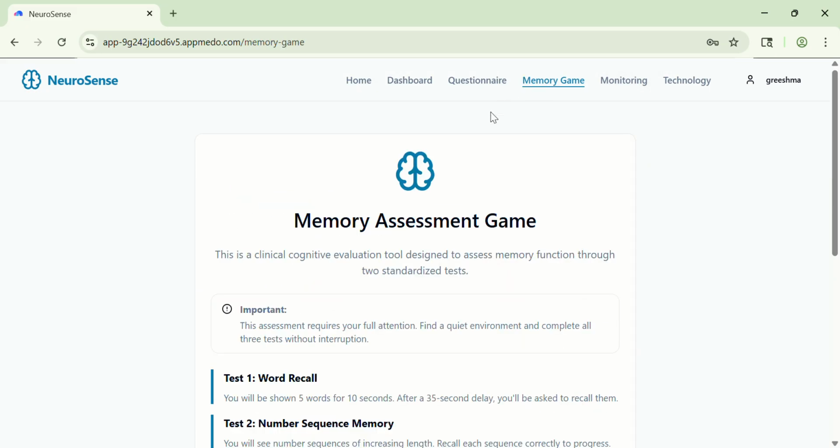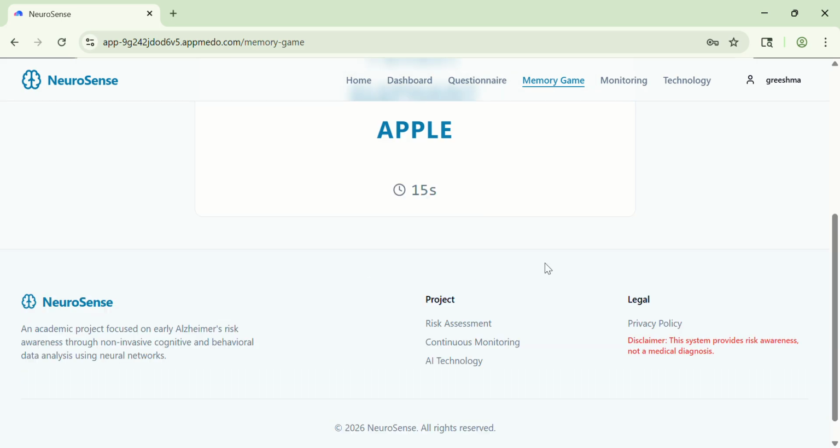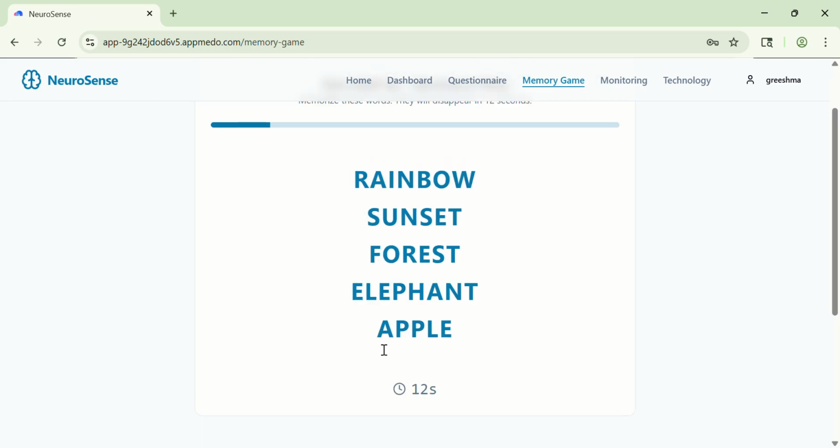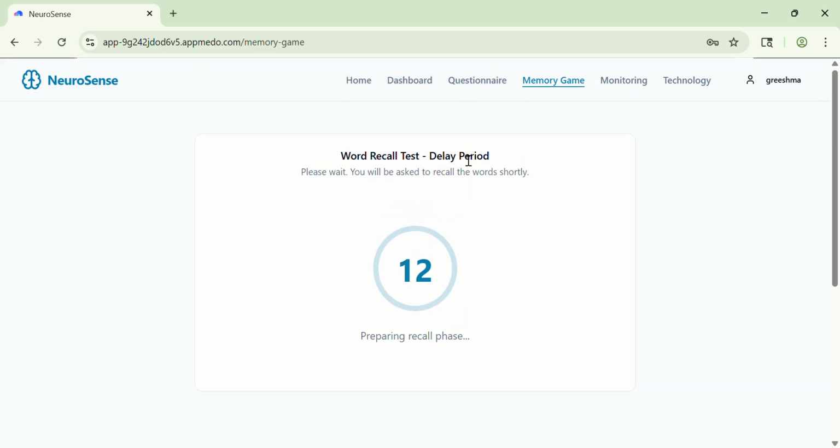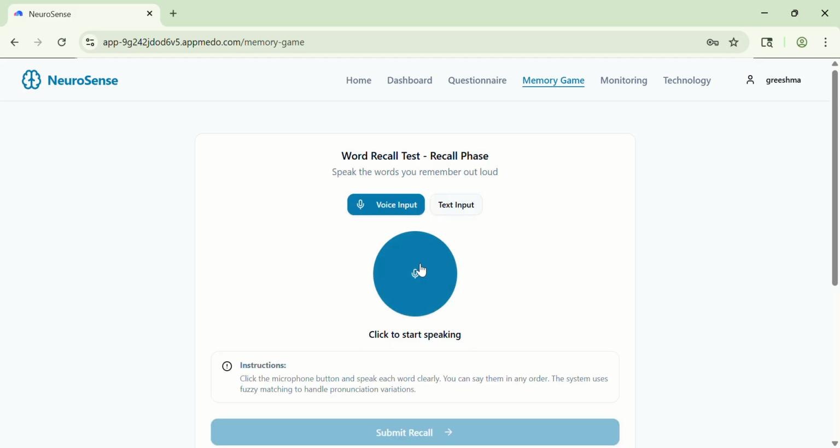And then we also have the memory game, right? We can play this memory game. See, here we displayed a set of 5 words, and the timer is set to 15 seconds. Within 15 seconds, the user should have a glance at these words. And we also give 15 seconds to recall those words. Here the user needs to speak those words or can also type them.